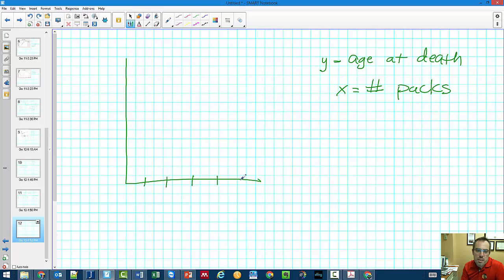In this example, I'm not going to put numbers on it, but here is how many years you live. So this is age, and this is packs. They're basically saying that people who smoke 0 packs of cigarettes a day are going to live this long on average, and that the more packs you smoke per day, the less you're going to live. So here's some data for those points.